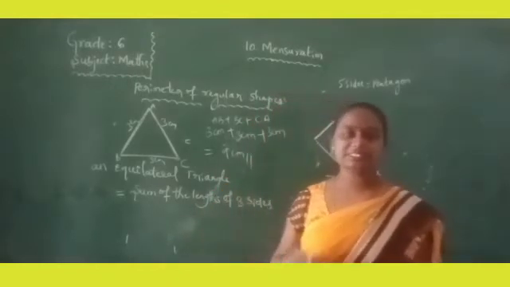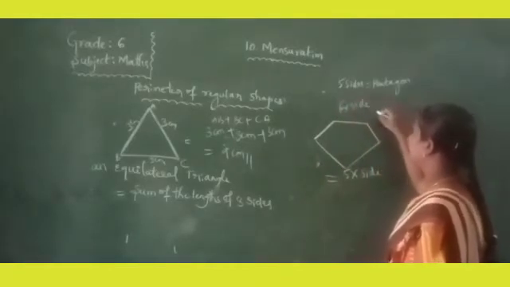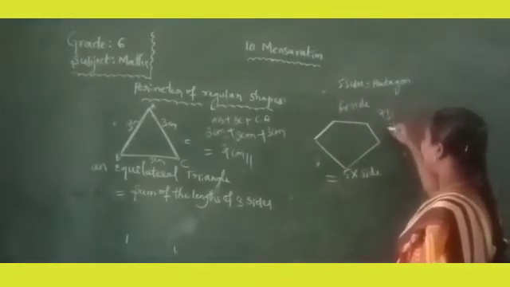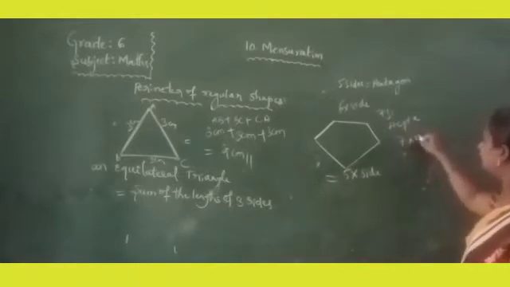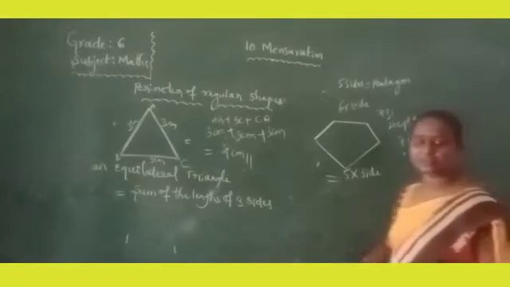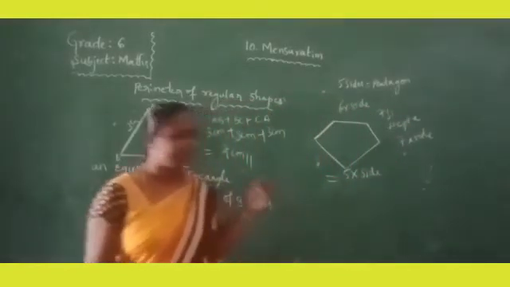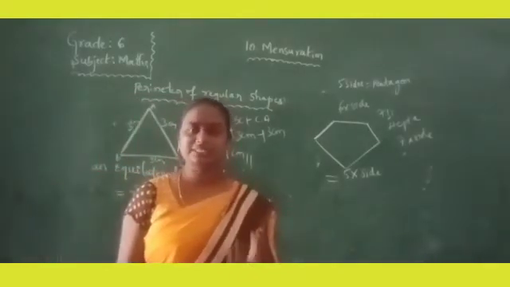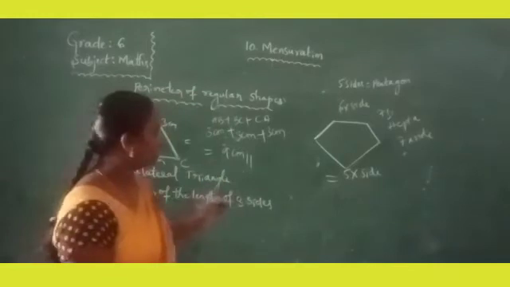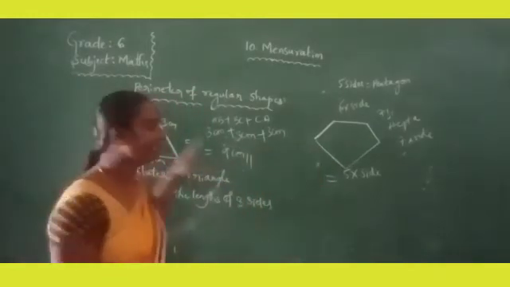6 sides means hexagon, and the perimeter is 6 into side. 7 sides means heptagon, and the perimeter is 7 into side. 8 sides is an octagon, and 8 into side is the perimeter. Nonagon is 9 into side. Decagon is 10 into side. So these are all the perimeters of polygons.